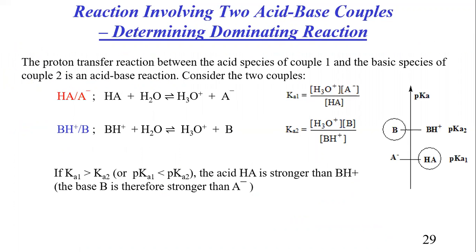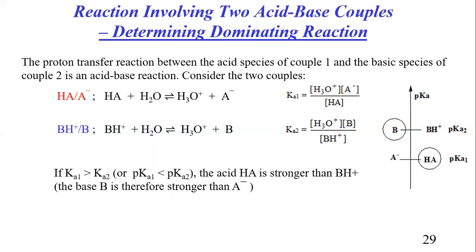Now let's look at an example where I have a mixture of two couples. I have a mixture of couple 1, which is HA with A minus in my solution, and I have BH plus with B as my second couple in solution. So in solution, I have B and BH plus, and I have A minus and HA, and I put them on a pKa scale because it will ease how I determine my reaction.